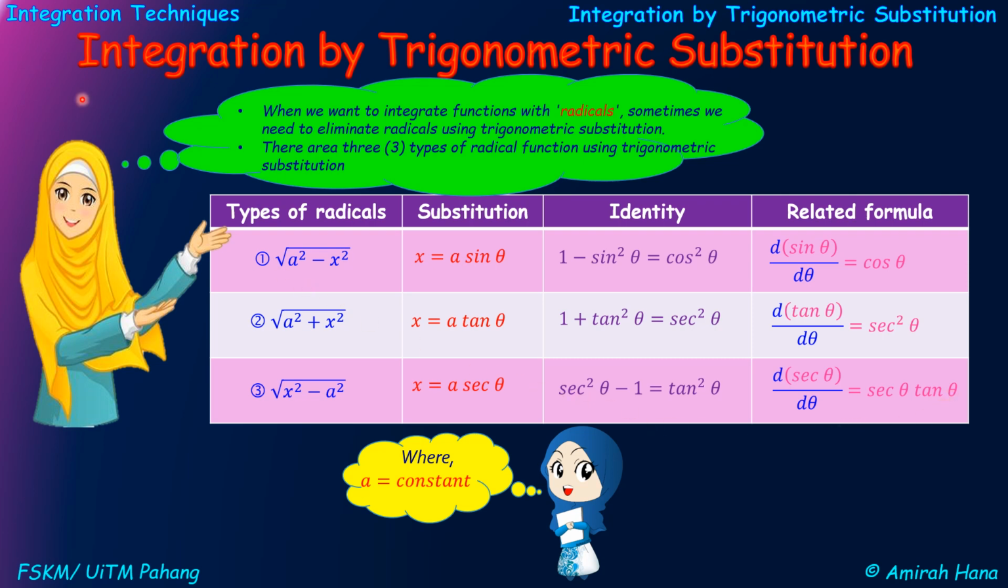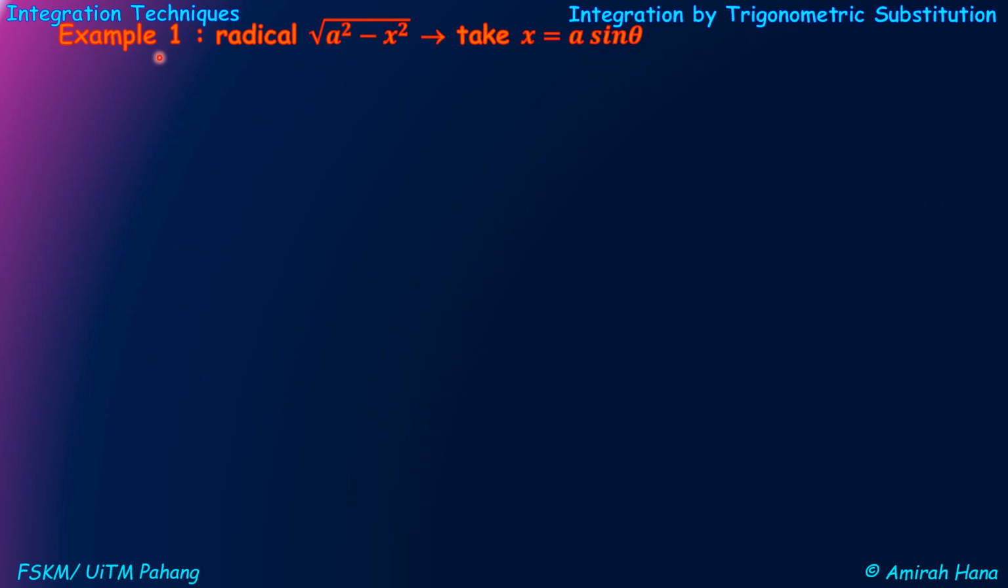We look at example 1, with a term containing the radical square root of a squared minus x squared, where we take x equals a sin theta, and a is a constant. Evaluate the integral of x cubed times the square root of 4 minus x squared dx using trigonometric substitution.